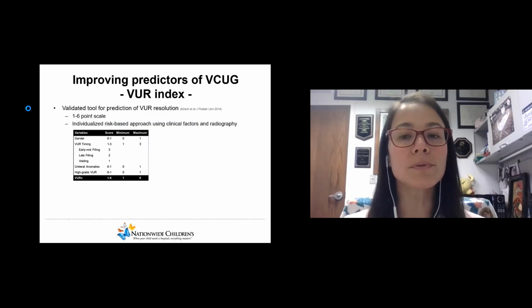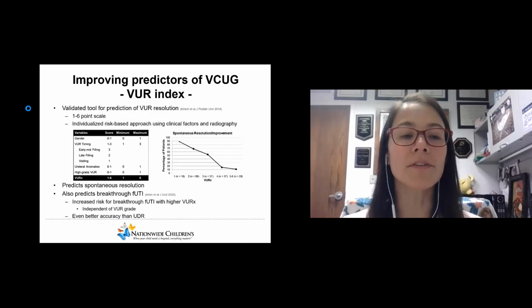Another tool to improve how to interpret a VCUG and use it to predict outcome is the VUR index. This is a validated tool for, again, predicting VUR resolution. It's a 1 to 6 point scale. It's an individualized risk-based approach using clinical factors and radiography.